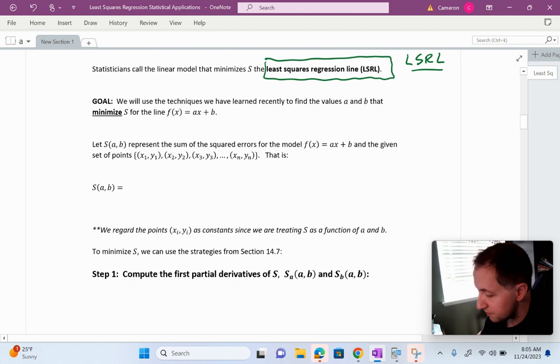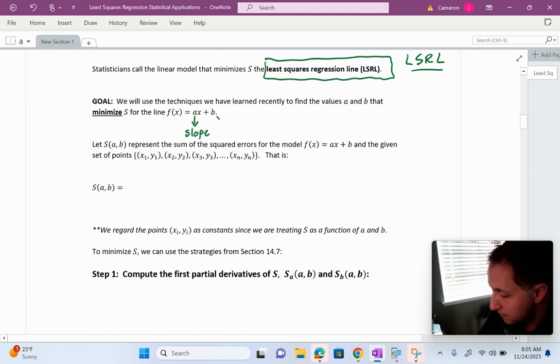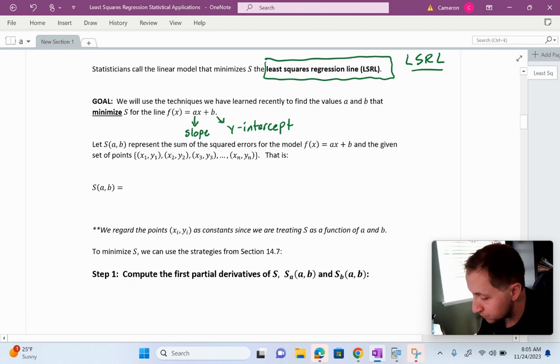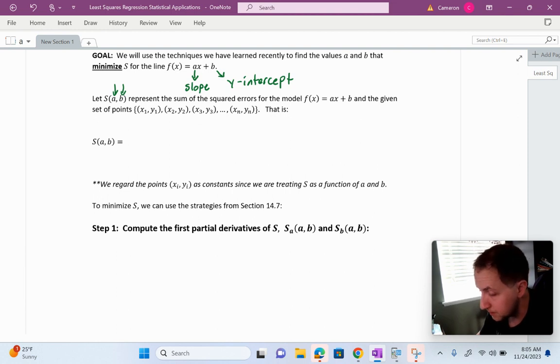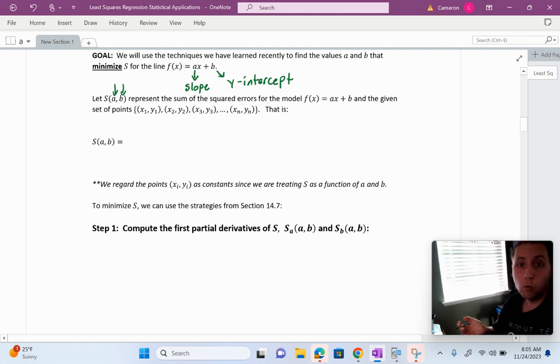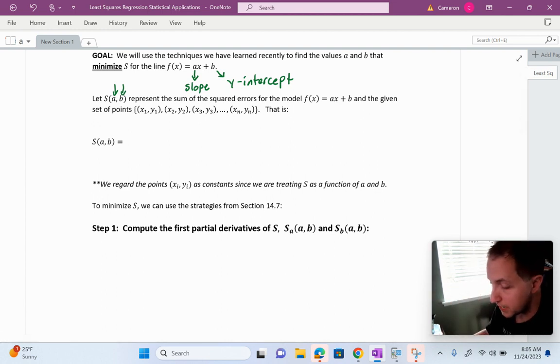So we've recently learned how to find values of a and b that minimize S for a line f of x equals ax plus b. We're trying to find the slope, which we'll call A, and the y-intercept, which we'll call B, that minimize the sum of squared errors for this linear model. So we're going to define a function S, which depends on 2 parameters, A, the slope, and B, the y-intercept, to represent the sum of the squared errors for this linear model, f of x equals ax plus b. We'll assume there are n data points, x1, y1, x2, y2, all the way up through xn, yn. And so let's come up with a formula for S of A, B.